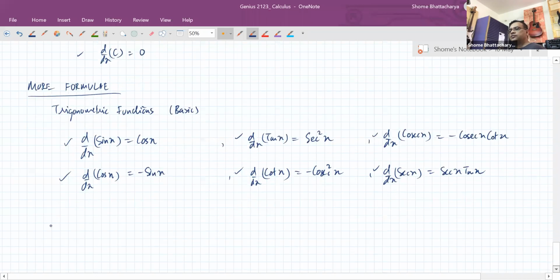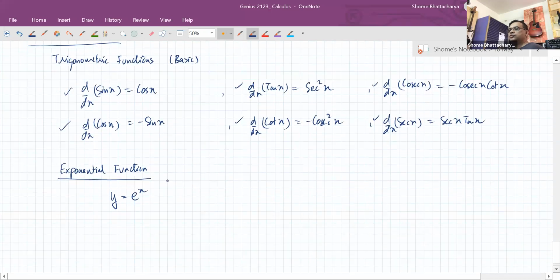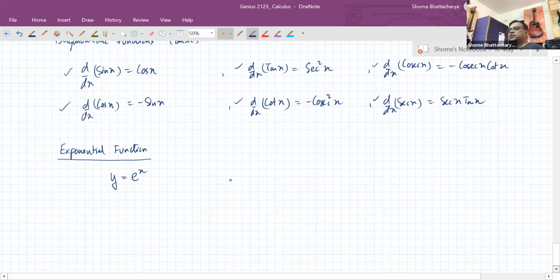Then next we have the exponential function. So before we get into the derivative of the exponential function, let us learn a little bit more about the exponential function. So what is the value of this exponential number in this?